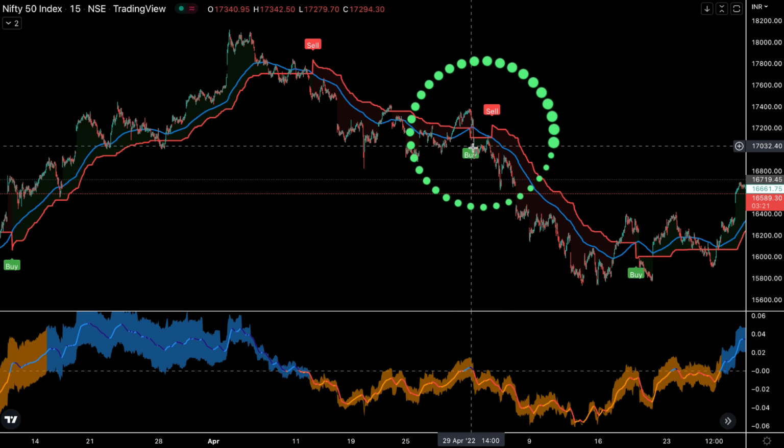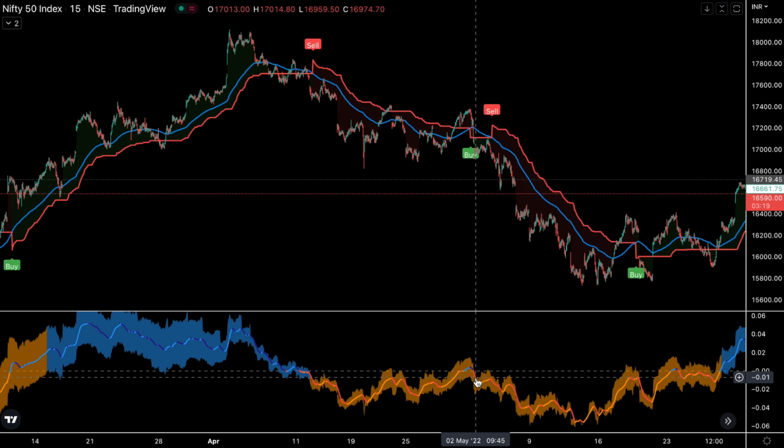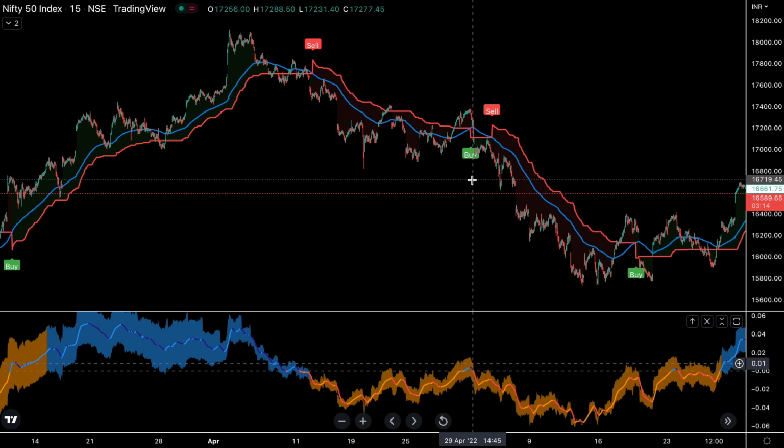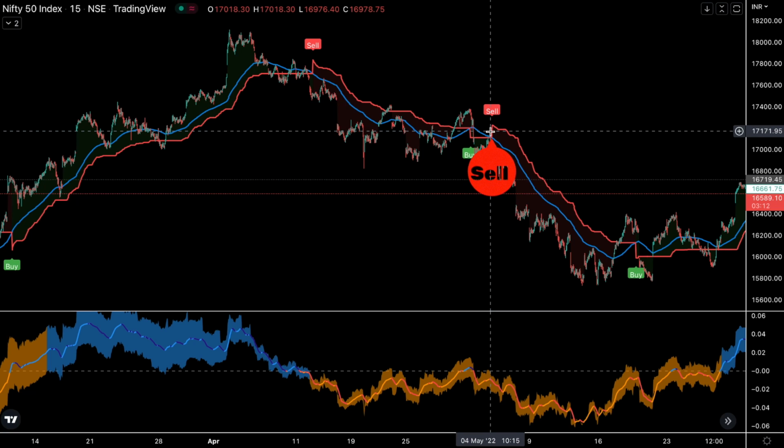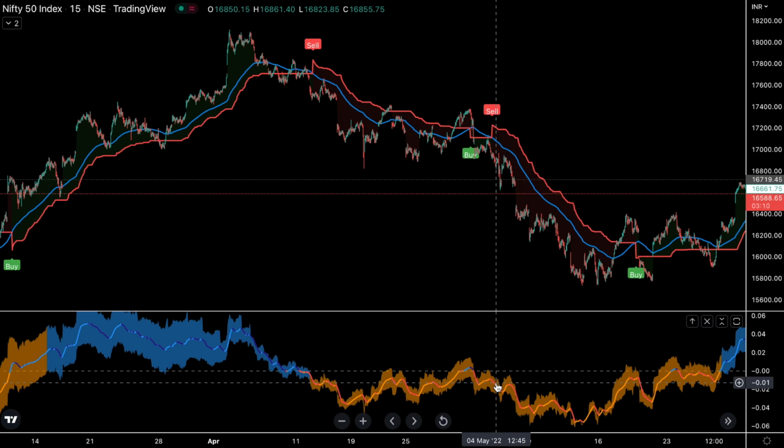We got a buy signal here, but the trend is still down. We will not enter long at this place. We got a sell signal right after. Market trend was down. We'll go short. So this is how you trade with this strategy.